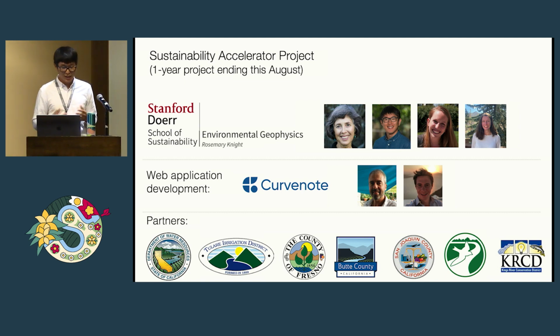That's our Sustainability Accelerator project. It's a one-year project ending this August, so we're going to launch the app pretty soon. Developing a web application is way beyond the research scope of our group, so we're teaming up with a startup company called CurveNote. Their goal is somewhat aligned. They are developing an online platform for scientific writing, but one step forward for them is plugging in a scientific compute engine, because when you're writing, you have a lot of numerical results and you want to plug in scientific computing. That's our motivation to work with them.